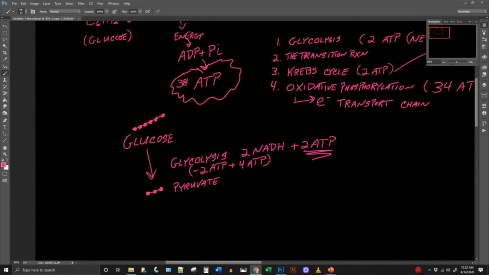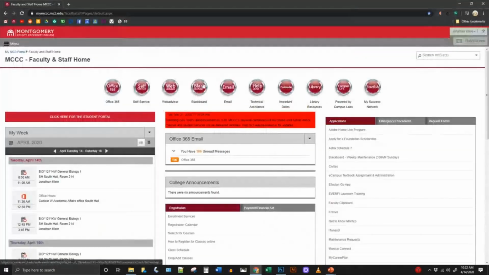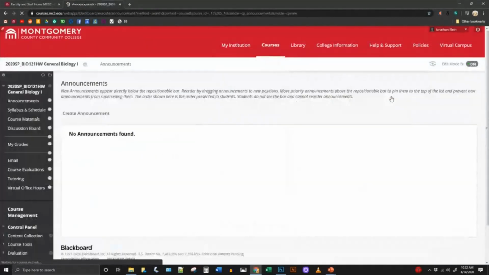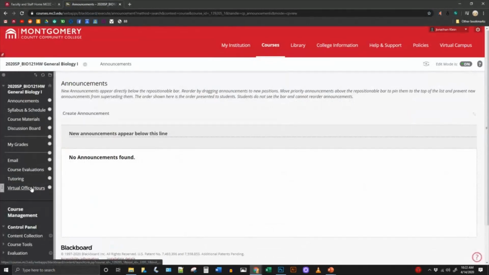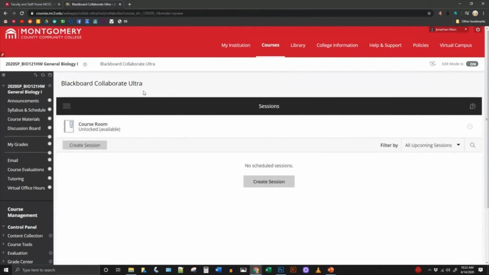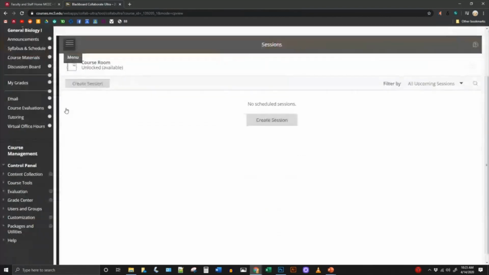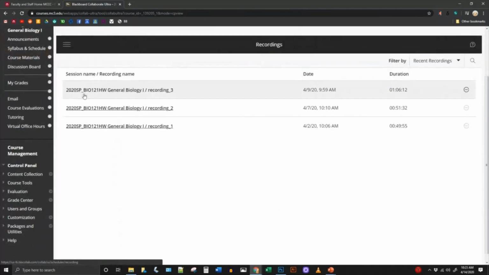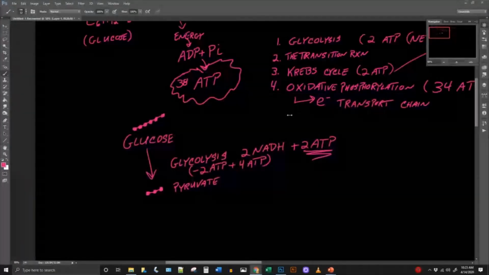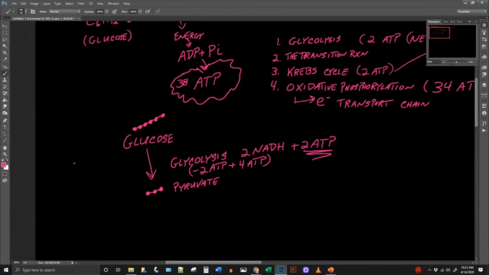Let me just take a quick break from this. I got my Blackboard dashboard here. Okay, I'm going to go to the virtual office hours. I've been meaning to make a video about how to do it, but I haven't gotten around to it. If you see this little hamburger menu, don't go into the course room, just click on this menu, and that's where the recordings are found. You can see that we have 3 of them already, and this will be recording 4 for this class session. You're welcome. All right, back to action.